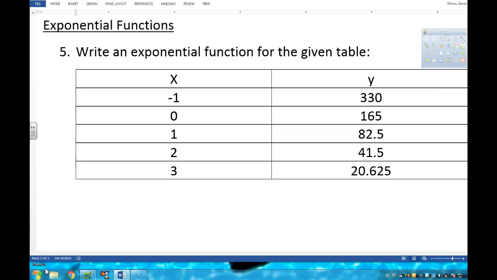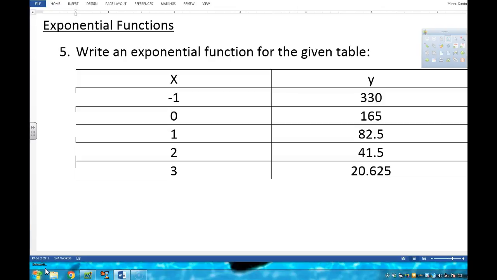Okay, I hope those problems went well for you. Now we're going to talk about exponential functions. It's easy to get exponential functions confused with our geometric sequences, but I'm going to try to show you how to separate the two.